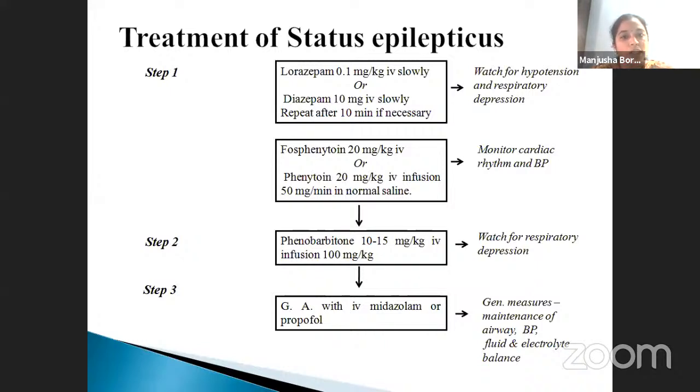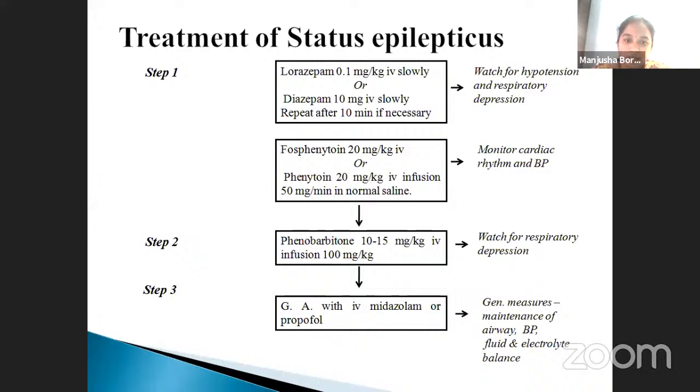Then fosphenytoin 20 mg per kg IV can be recommended, under the monitoring of ECG. Second, if it is not controlled or does not respond to fosphenytoin, then phenytoin 20 mg per kg IV infusion can be recommended, because fosphenytoin is also a slow-acting drug. Another option is a barbiturate like phenobarbital 10 to 15 mg per kg IV infusion. It is also a slow-acting drug and used as an alternative slow-acting drug treatment.